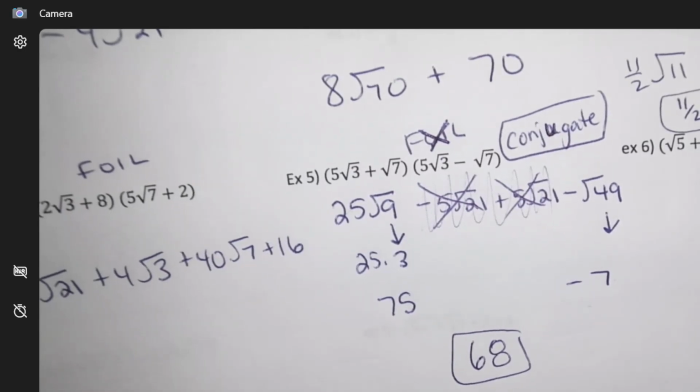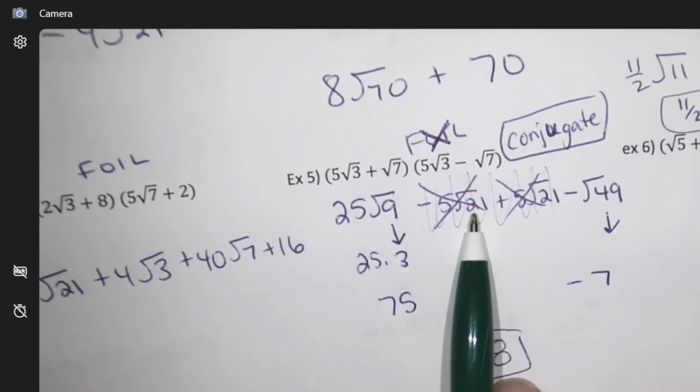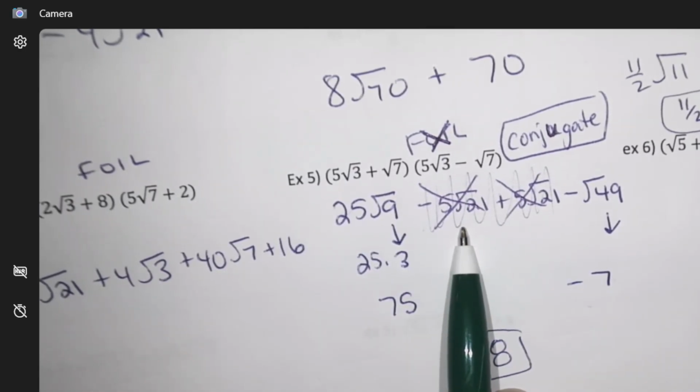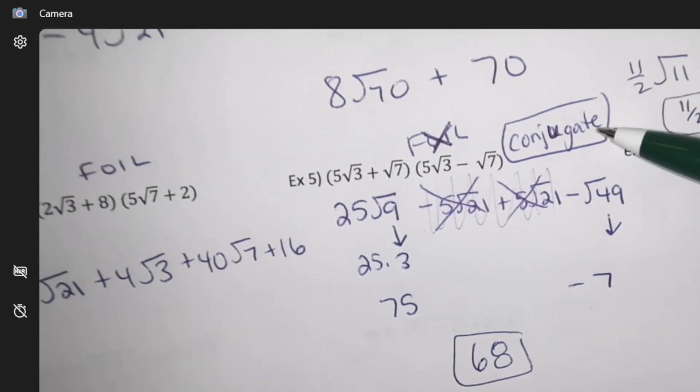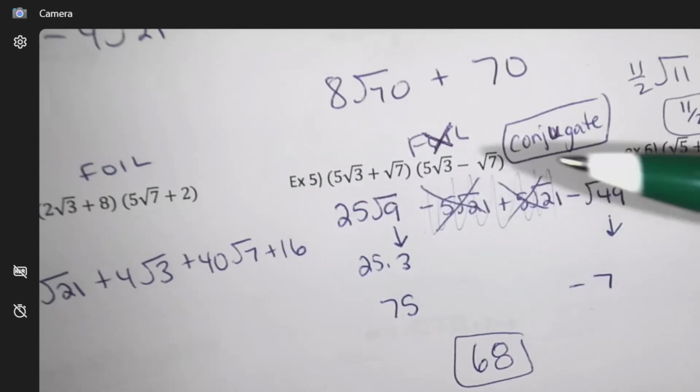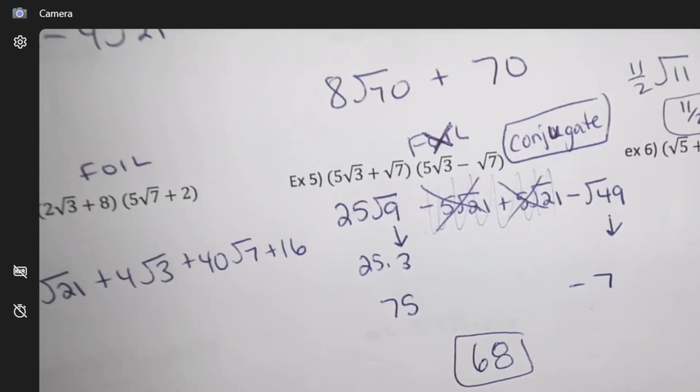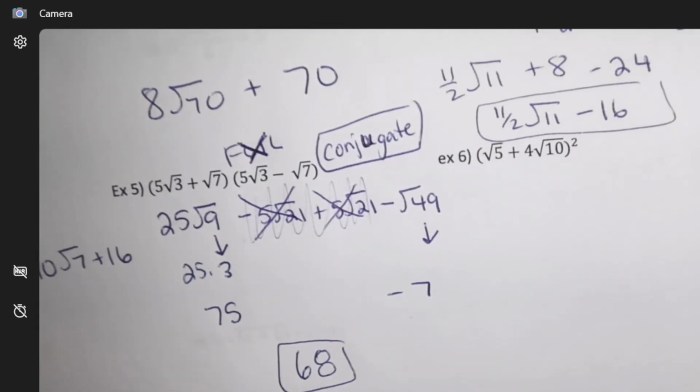If you FOIL it, you're just going to do extra work and then they're just going to cancel. And that's fine. Okay, so we're going to learn more about conjugates later, but recognizing it the exact same with a plus and a minus. Okay, the last one.